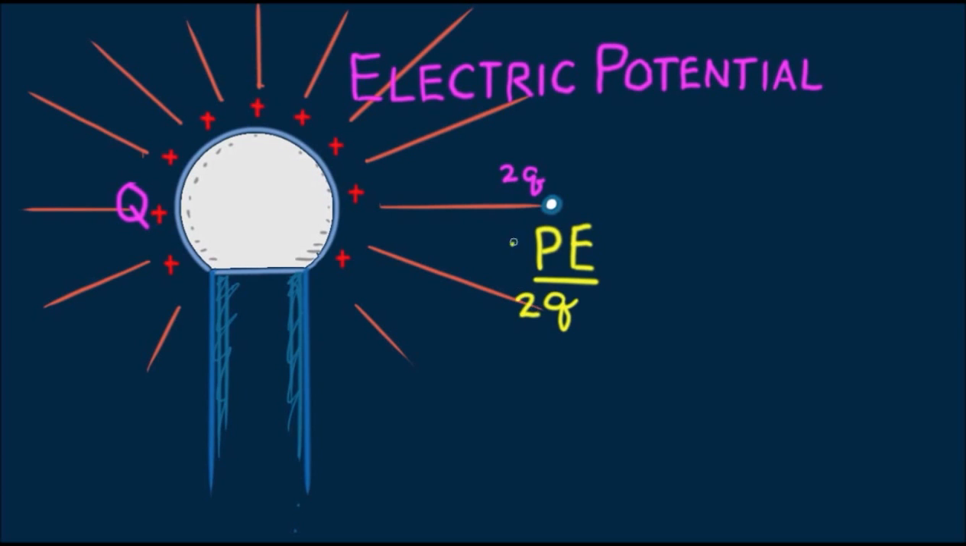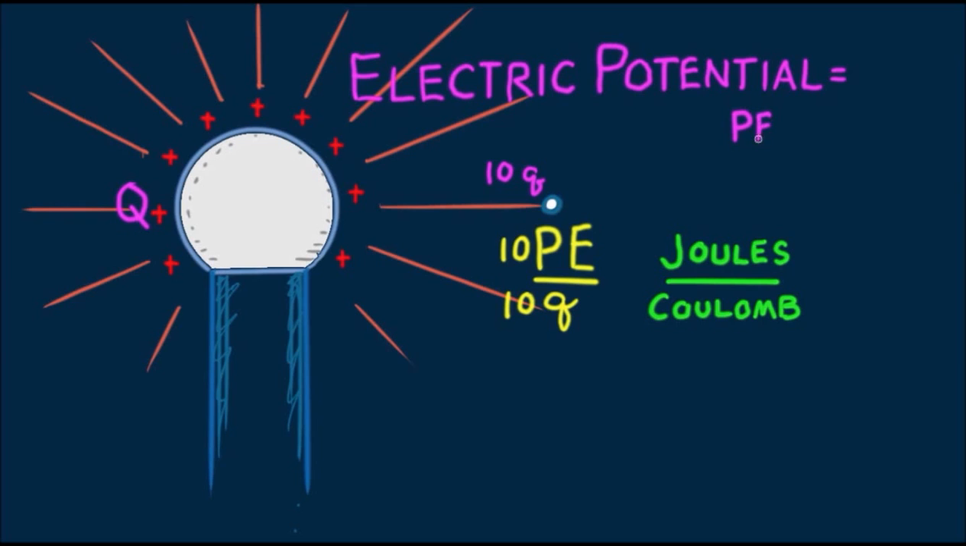2 times the charge gives 2 times the potential energy. 10 times the charge gives 10 times the potential energy. 2 divided by 2 is no different than 10 divided by 10. Whereas potential energy is measured in joules and charge is measured in coulombs, the ratio of potential energy per charge is measured in joules per coulomb. Our definition of electric potential is the ratio of potential energy per charge.